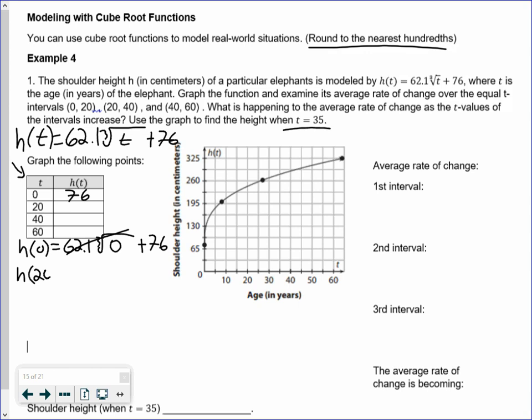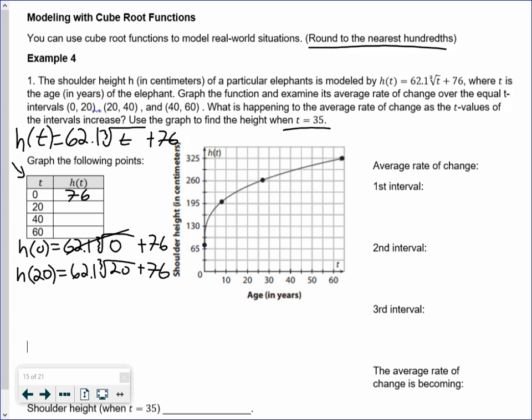Next, we have h of 20. So that's going to be 62.1 times the cube root of 20 plus 76. For a problem like this, we're not going to expect you to be able to do this by hand. You will be able to use a calculator when you're dealing with problems like this. So all you really want to do is put this into a calculator. Don't try to do it by hand.